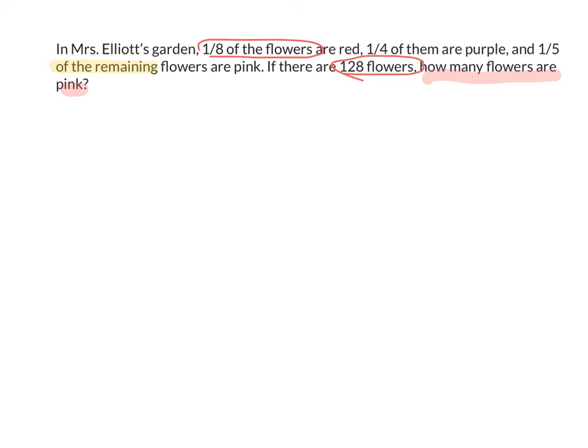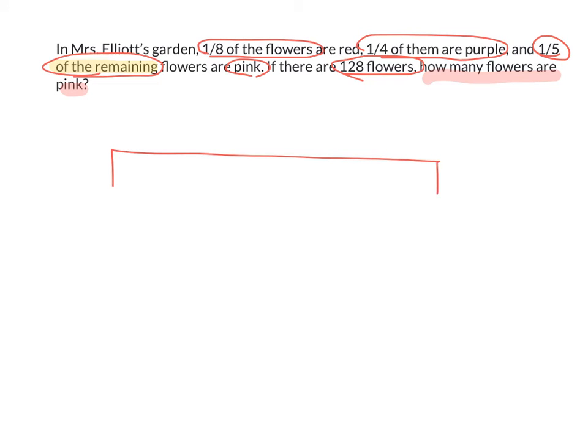1/8 of all of the flowers are red. 1/4 of all of them are purple. And then 1/5 of the remaining are pink. Whenever you see these different things, sometimes we're finding a fraction of the whole, but sometimes we're finding a fraction of the remaining. It really helps to draw more than one tape diagram. Let me show you what I mean. We know that all together there are 128 flowers.